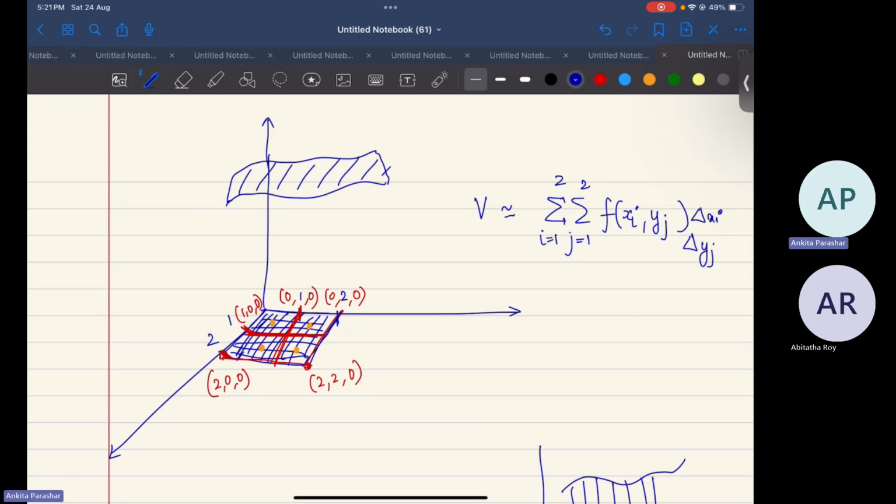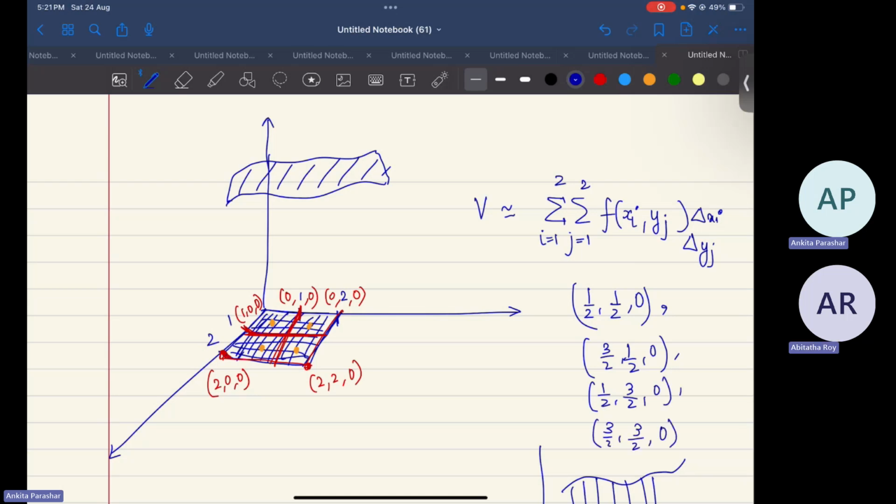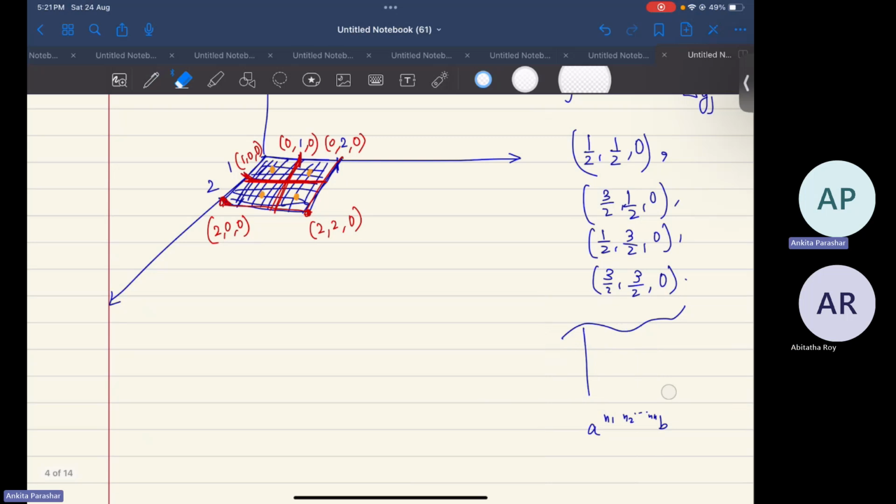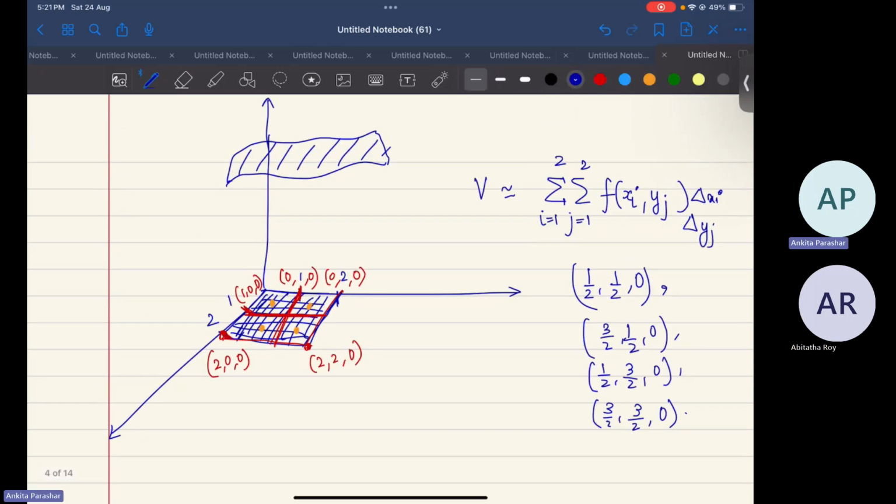Okay, so let me choose the points. If I'm choosing middle points, half half, this will lie in this one. Can you tell where this point will lie? I should say half half comma 0, then 3 by 2, 1 by 2, 0, then 1 by 2, 3 by 2, 0, and then 3 by 2, 3 by 2, 0. They lie somewhere, right?